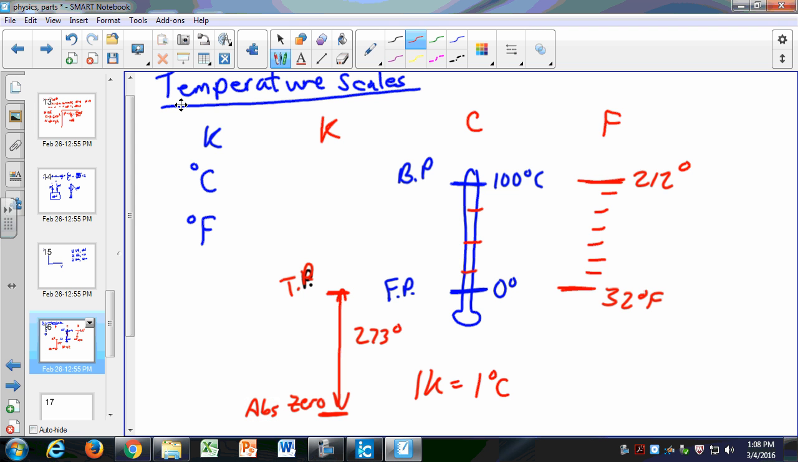The formulae are in your book, just know how to use those. I don't think you really need to memorize them.